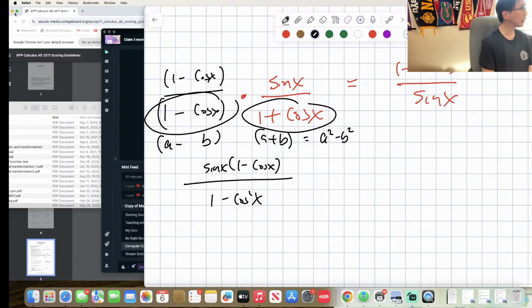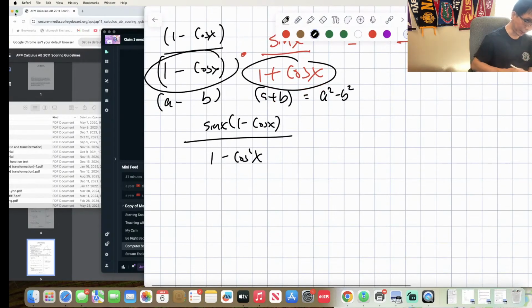Okay. Brown Bear, what do you see? That's a sine square, right?